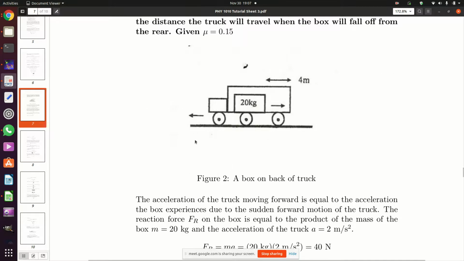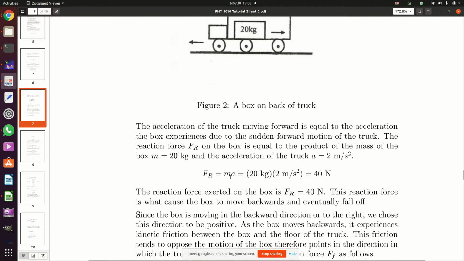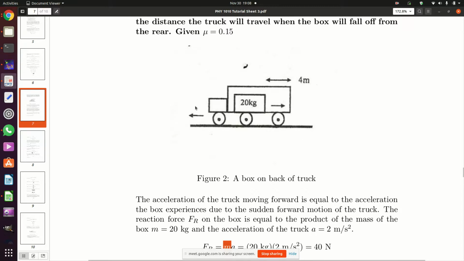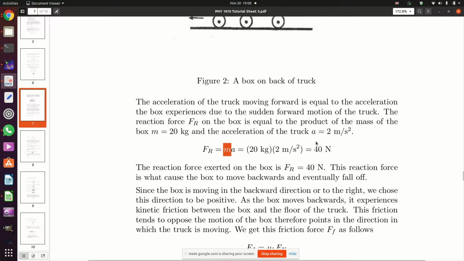If there are no questions, here is where we started. We started with the fact that if a truck accelerates forward, everything in the truck is going to experience an acceleration backwards. That is a reaction force. The reaction force is equal to the mass of the thing in the truck times the same acceleration with which the truck moves forward. Since the truck is moving forward, the reaction force is backwards. And we found the reaction force is 40 newtons.